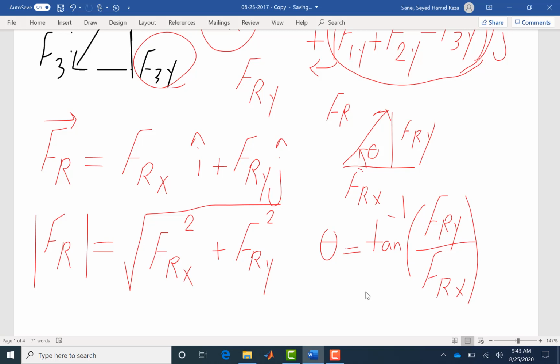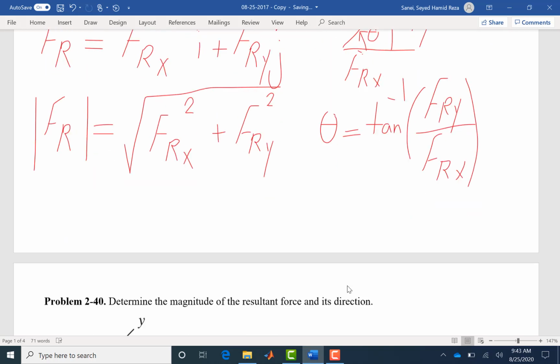If you want to find the angle, that would be tangent inverse, or arctangent, of FRY over FRX. So we can represent vector FR in two ways. One, in its Cartesian form, FRX and FRY, so we need two values to represent it, or in terms of magnitude and the angle. Sometimes the question specifically asks you how you need to find or determine the vector, whether in Cartesian form or magnitude and angle.